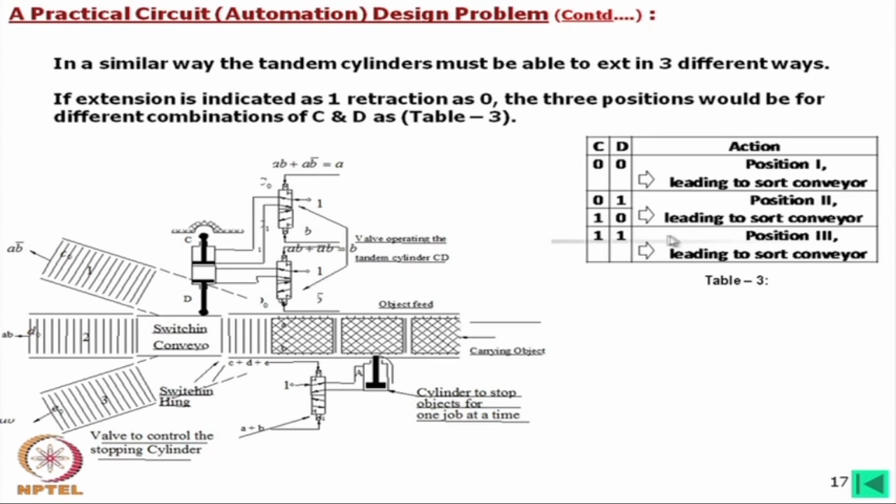For this combination we are getting position 3, and position 2 for these combinations. You can see position 2 is having two alternative positions. See, this is retracted, this is extended, or this is retracted, this is extended. So, that is why for these two conditions position 2 will be available. Position 1 is available only when these two are collapsed. Position 3 will be available when these two are fully extended.